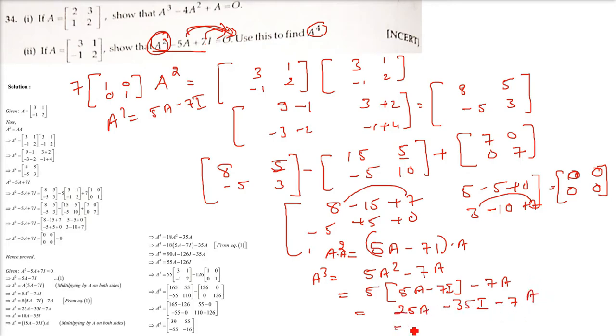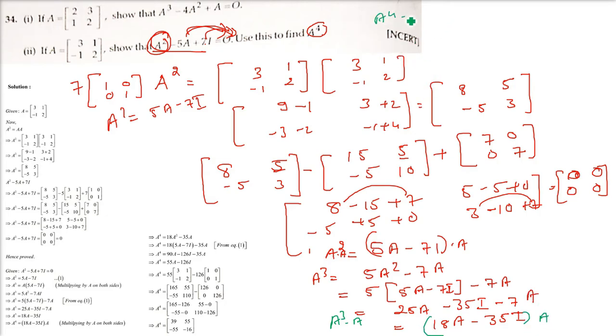So this will be 18A minus 35I. This is the first step for A to the power 4. A cube we have already got. Now we have to find out A to the power 4. So A cube will be multiplied by A again. So I am multiplying the right hand side also by A. I am doing it here.